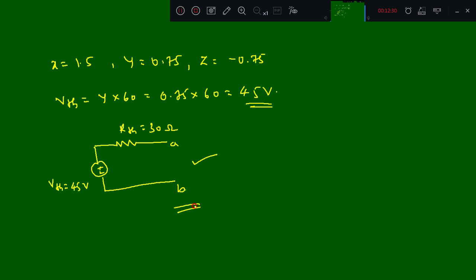So these are the two problems you need to solve. In the next class we will take some problems on dependent sources, and we will continue further in the next class. Thank you.